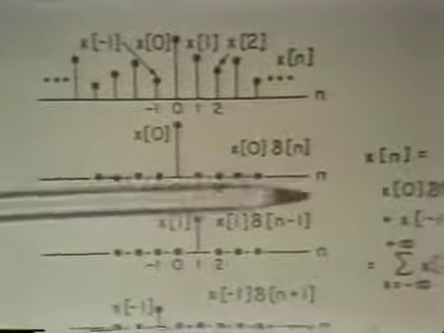Algebraically, then, what that corresponds to is representing the sequence as a sum of individual terms, as I've indicated here, or in terms of a general sum, the sum of x of k delta of n minus k. So that's our strategy. The strategy is to decompose an arbitrary sequence into a linear combination of weighted delayed impulses. And here again is the representation, which we just finished generating.